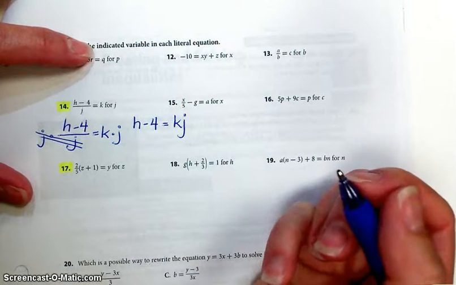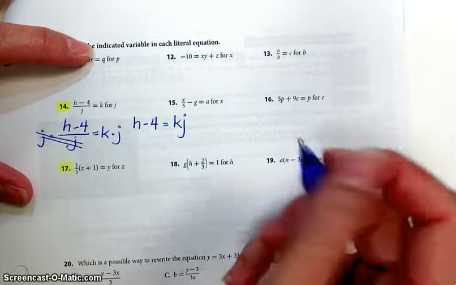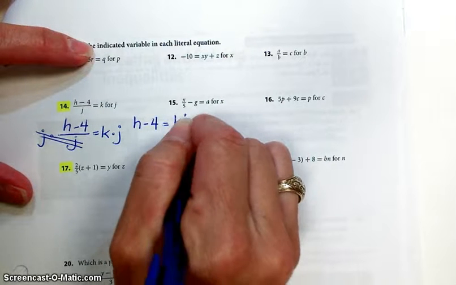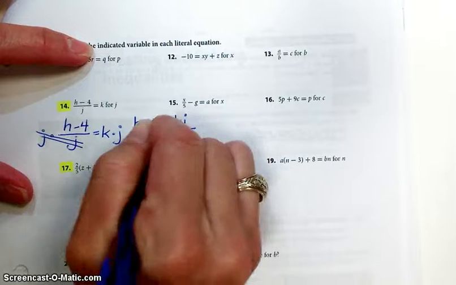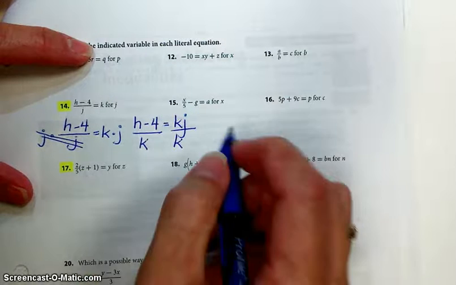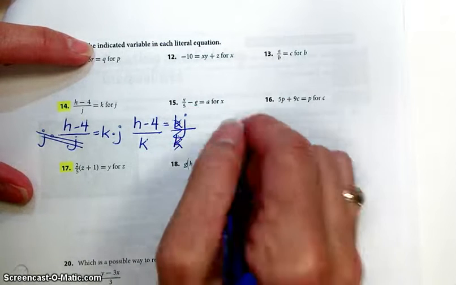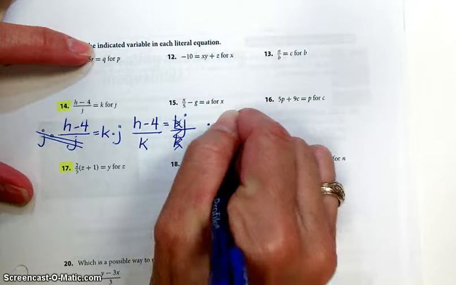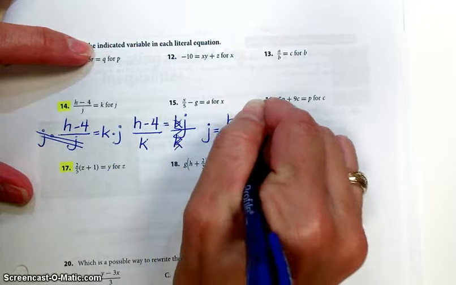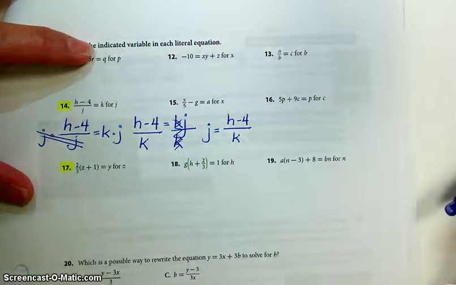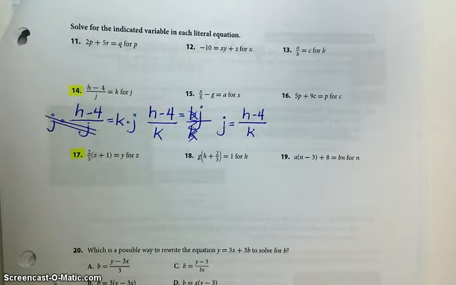And then I want j by itself. And these two are multiplied together right now. So I'm going to say divided by k, divided by k. All right, and then I'm going to clean it up a little bit. And I get j equals h minus 4 divided by k. All right, we're going to move on to number 17.